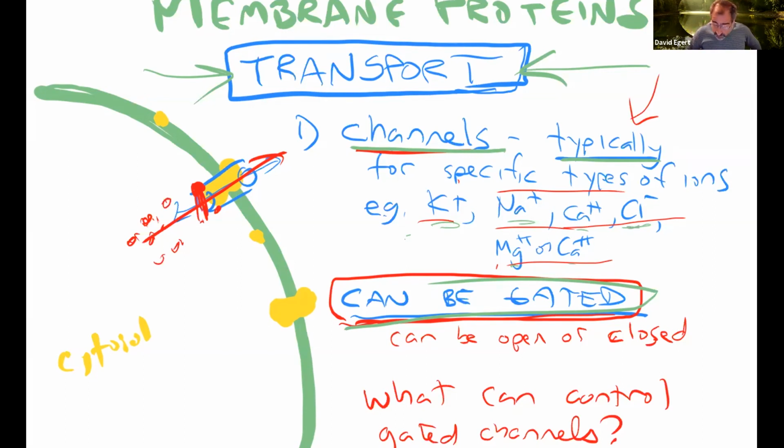For things that are more complicated than an ion, if you want to move sugar or amino acids across the membrane, cells obviously are going to want to do that. You digest your food, and you have to bring these things into the cells. Those can also cross the membrane using special membrane proteins, but they're more complicated than channels. These are going to be called carriers. So let's look at carriers.